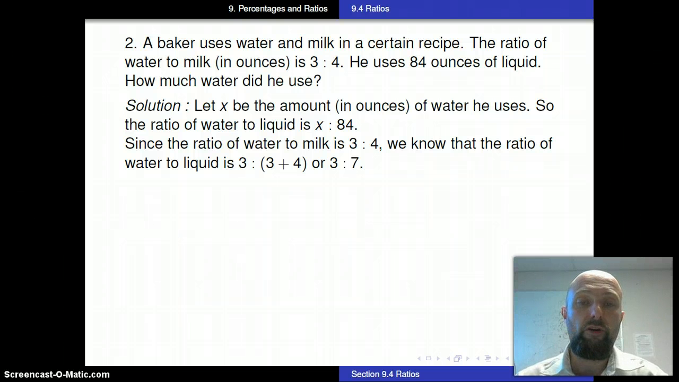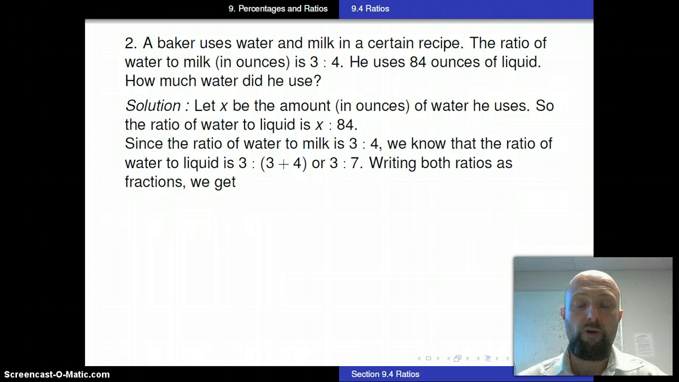But since the ratio of water to milk is 3 to 4, we know that the ratio of water to liquid is 3 to 3 plus 4, or 3 to 7. For every 7 ounces of liquid used, 3 ounces is water, 4 ounces is milk. Writing both ratios as fractions, we get x to 84 is 3 to 7.